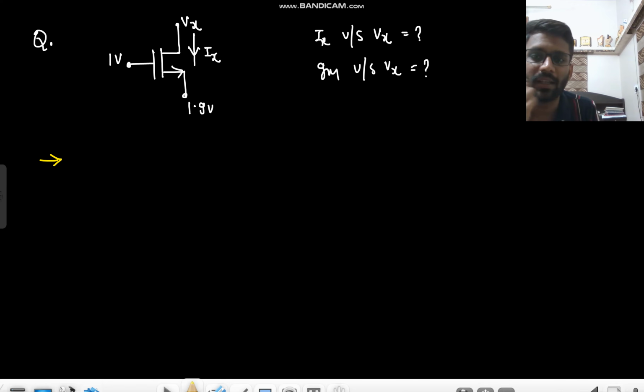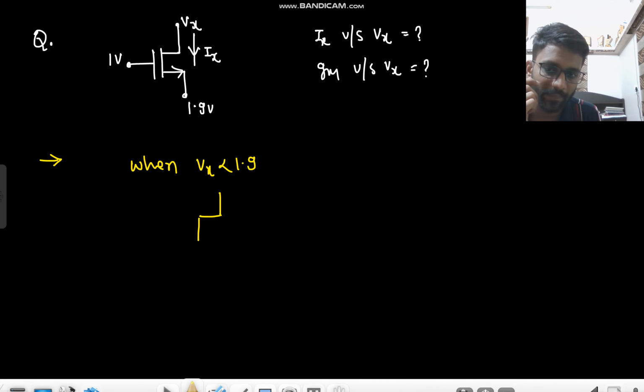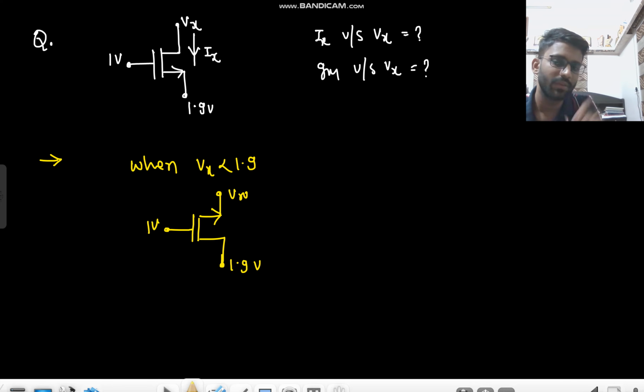Okay. So again, what you will see here, the VGC is minus 0.9. So the MOSFET will be off. Is it so? No. When Vx is less than 1.9, what will be the MOSFET? The MOSFET will look something like this. This is 1 volt. Now this will be drain because this is at higher potential, and this will be source. Current from drain to source, from drain to source outside. So this will be the current.